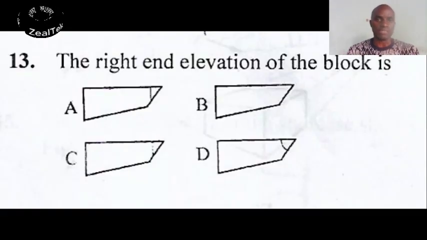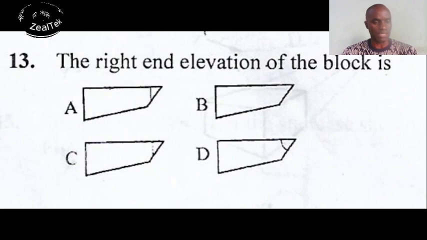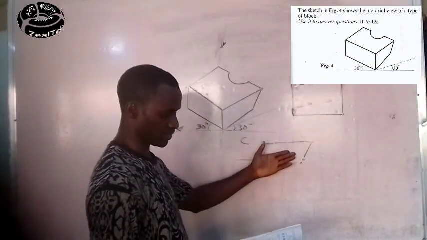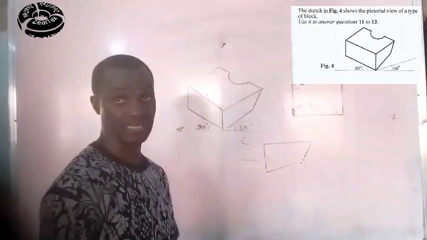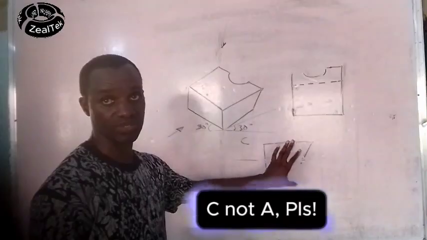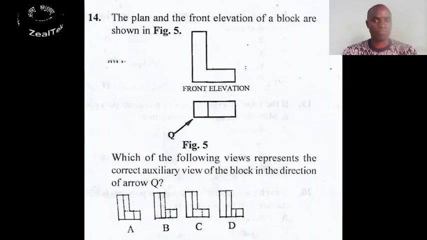Question number 13. The right hand elevation of the block is what? Very well. Check out the video that comes after now. Then, number 13. We have already sketched it here. You can see from here that the correct answer is A. In number 13, the correct answer is already A. So we sketched it here.